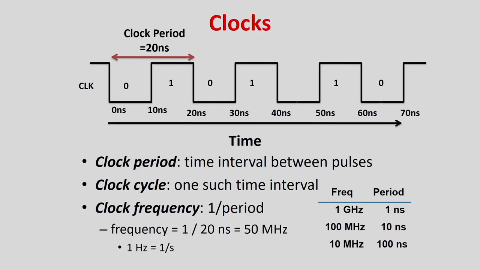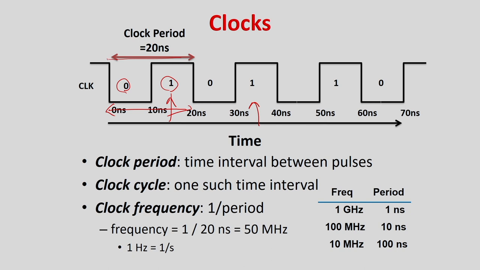Whenever there is a clock, let us see the definition of a clock. As seen in the slides, a clock has a pulse with continuous 0 and 1, and this is the clock period. In this example the clock period is 20 nanoseconds; this is low voltage, 0, this is 1, and this sequence continues. This is the time axis. The clock period is the time interval between 2 pulses, so this is one pulse and this is another pulse. The time difference between 2 pulses is the clock period. A clock cycle is one such interval.